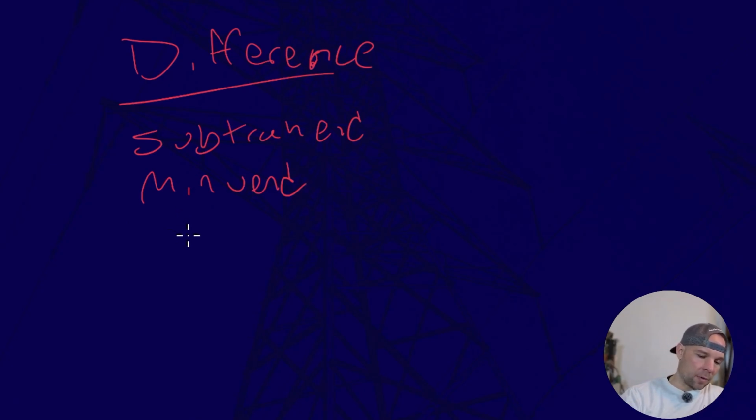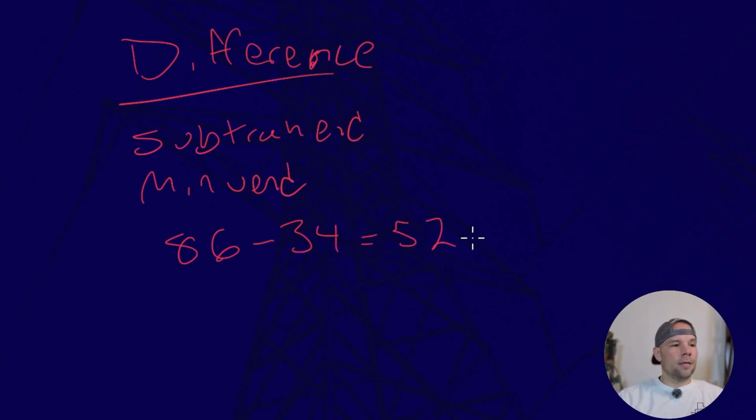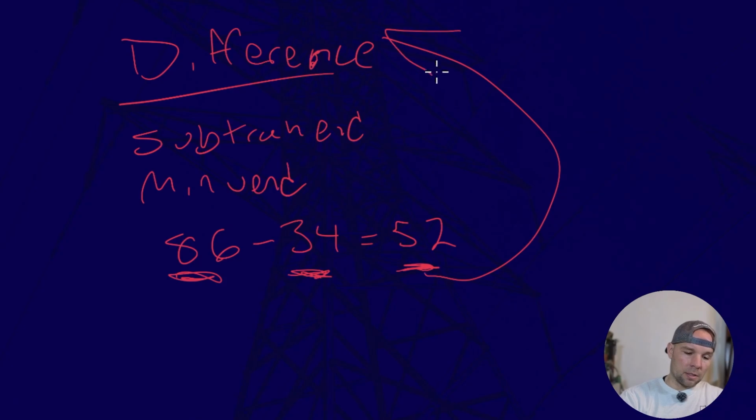So for an example, if you have 86 minus 34 equals 52, the 86 is the minuend. That's the number you start with. Then you're going to subtract 34, which is the subtrahend, from 86. And your answer, your result, is going to be the difference.